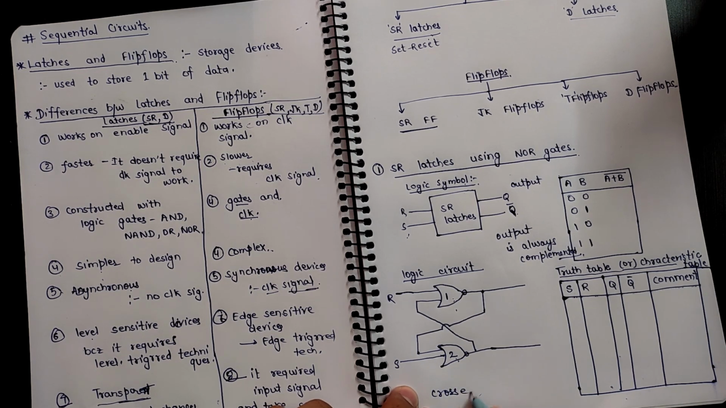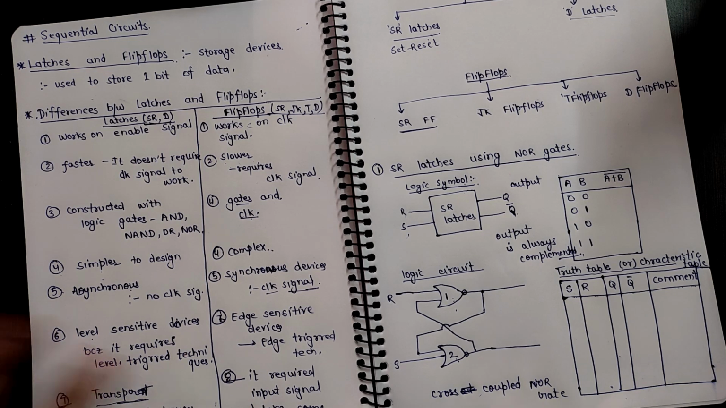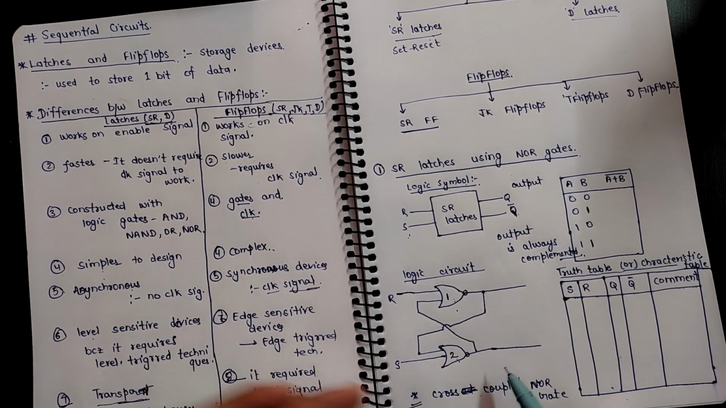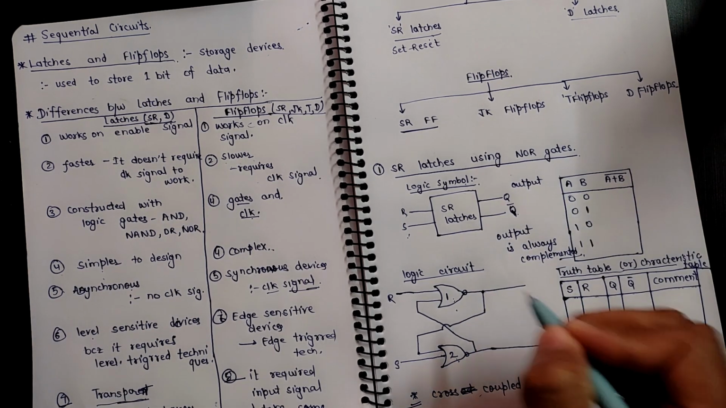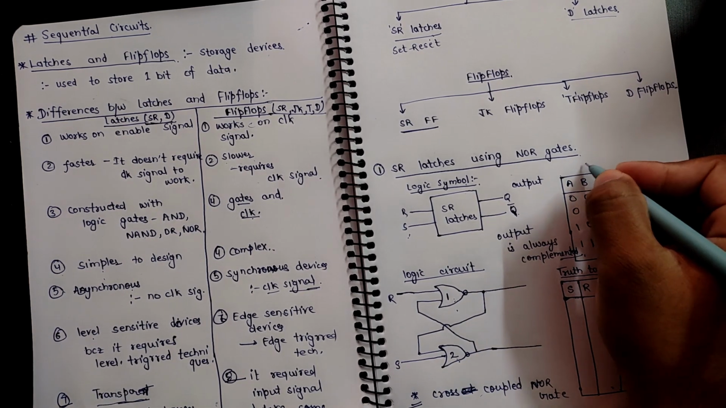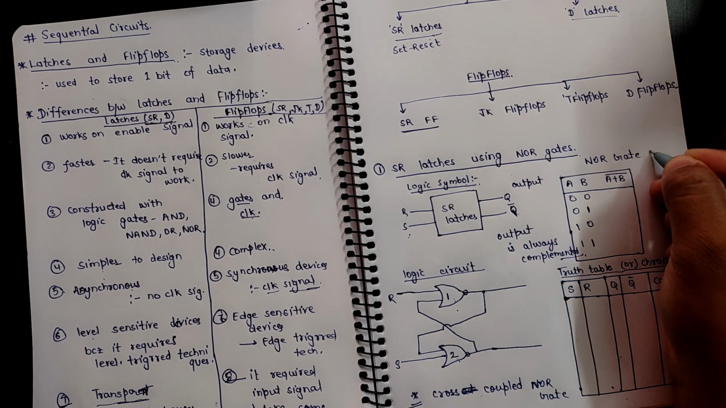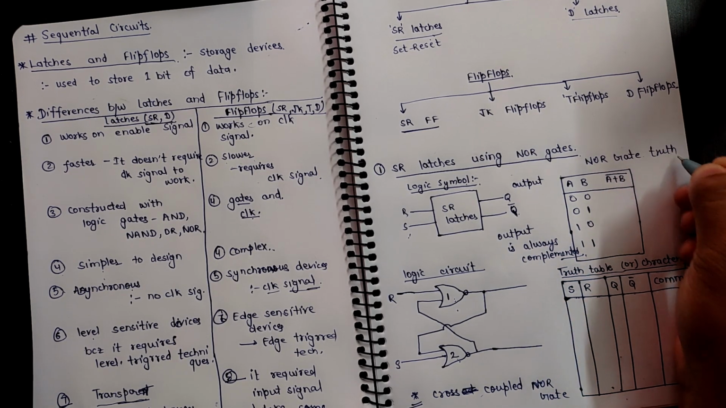It is called cross coupled NOR gate because its first output is given to the second input. That's why. As we are dealing with the NOR implementation, so we need the NOR gate truth table for this.